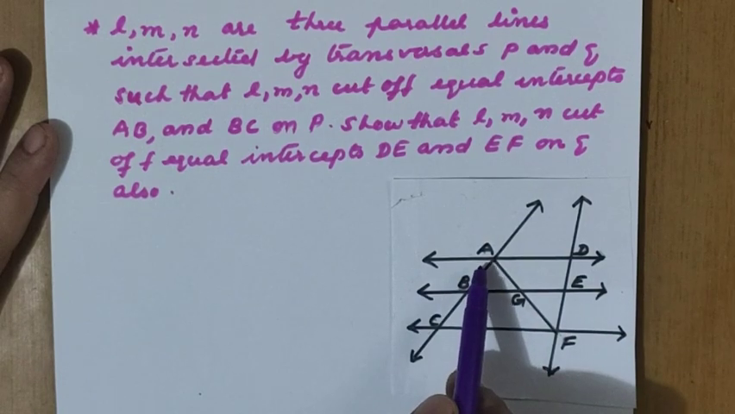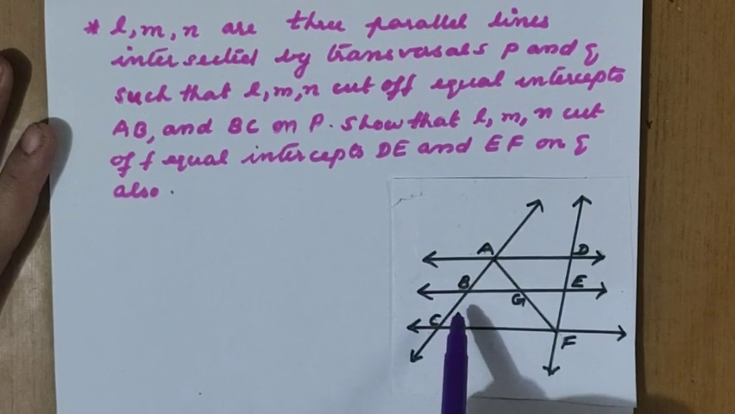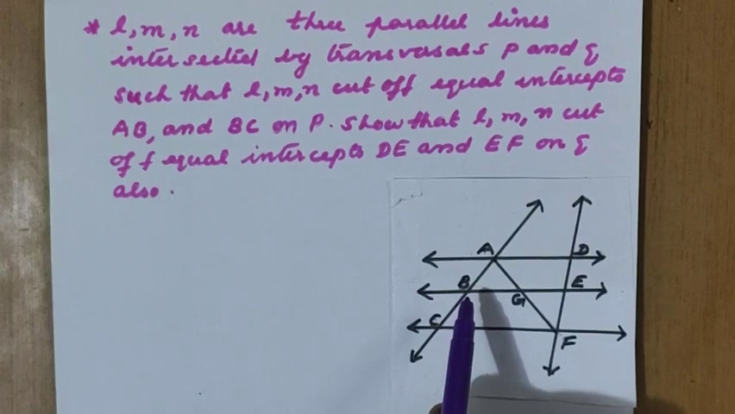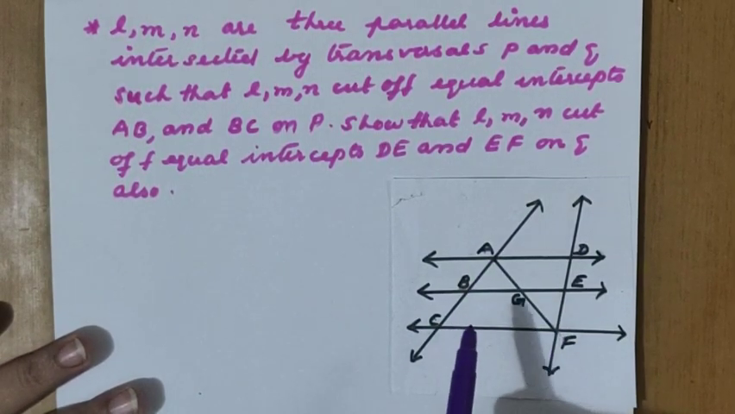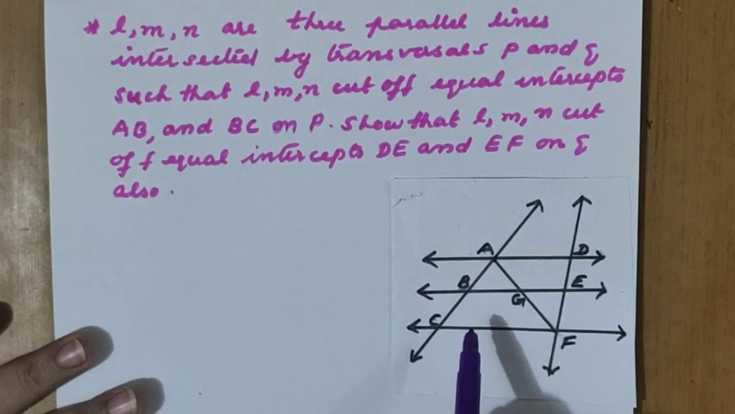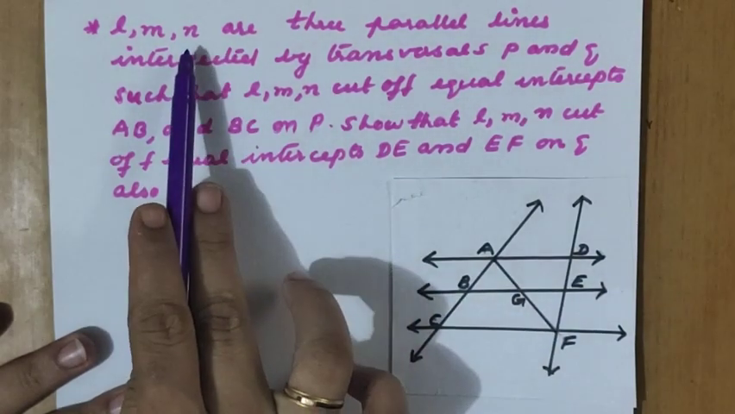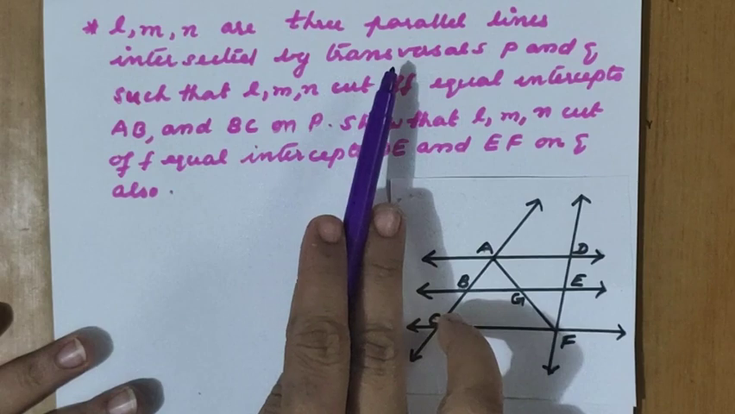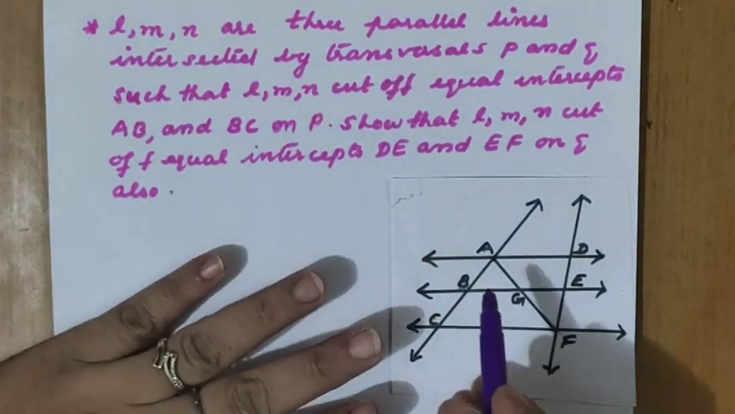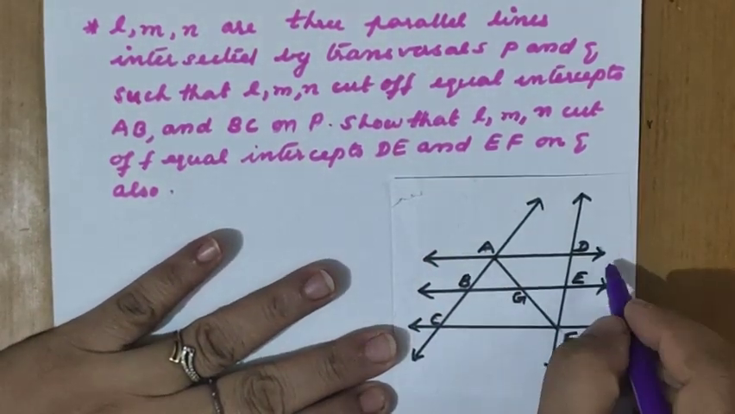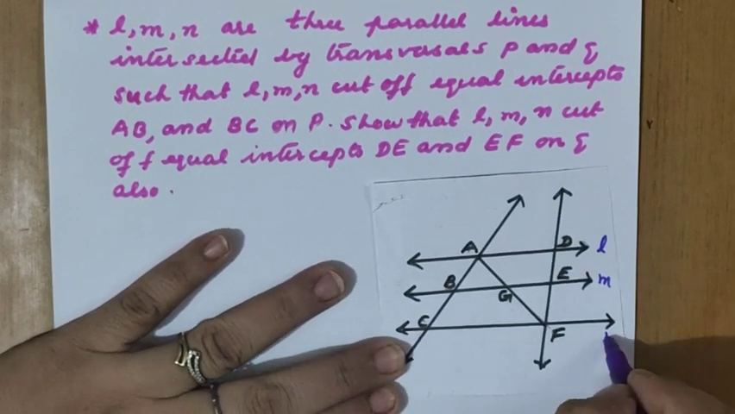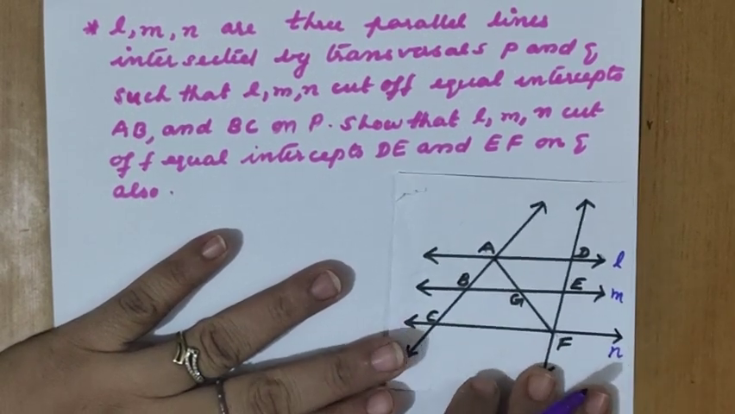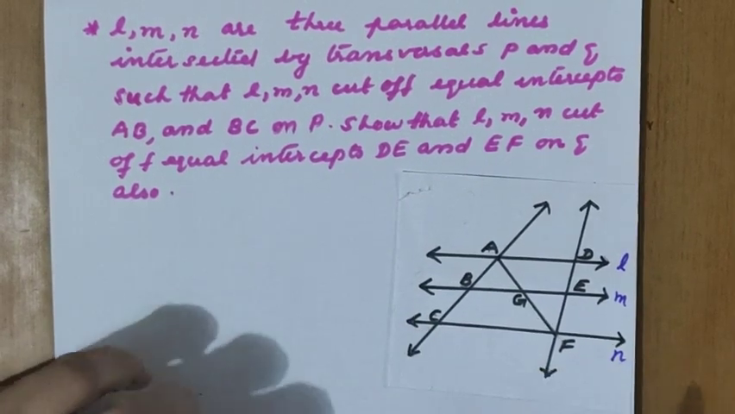So here we got AB and BC are equal. So that means B is the midpoint of AC. Understood? So the midpoint concept we have to use here. Now see, read once again the question. L, M, N are three parallel lines. So already these three lines L, M, N are parallel. So the converse midpoint theorem we have to use here.